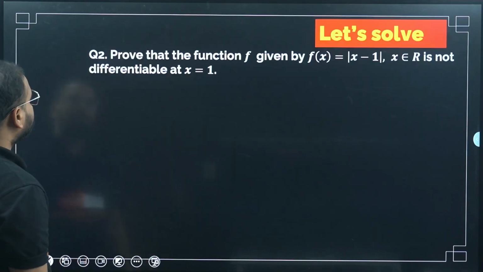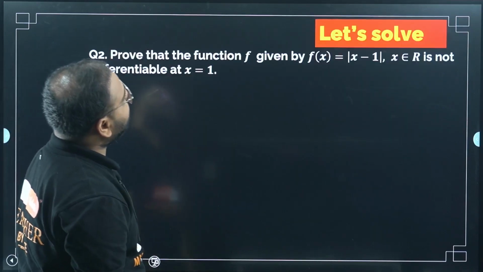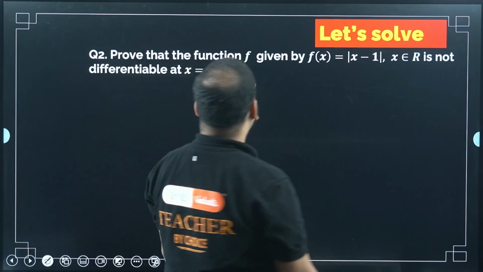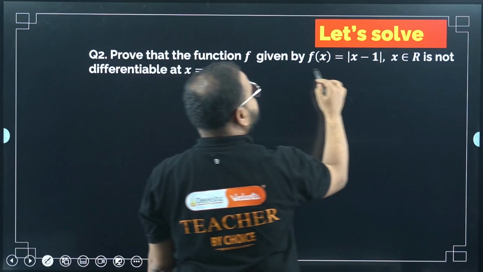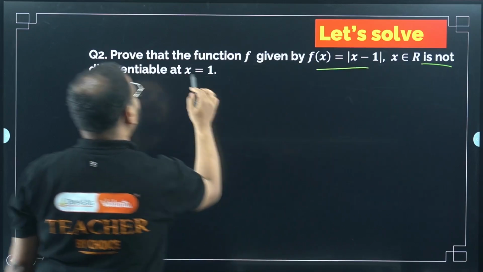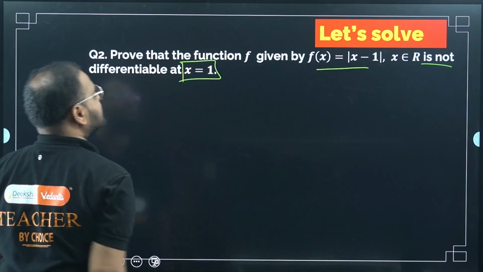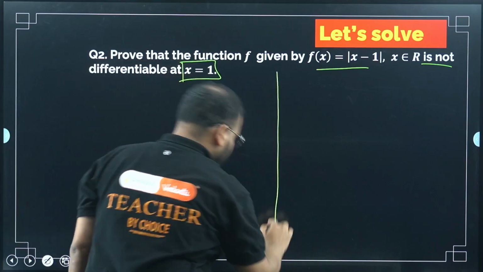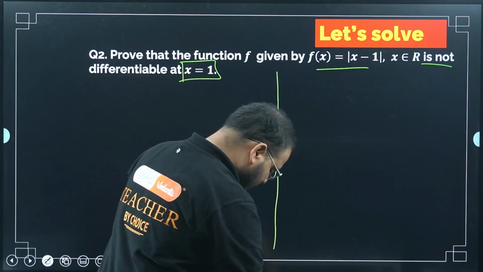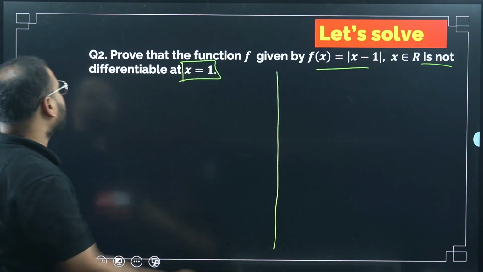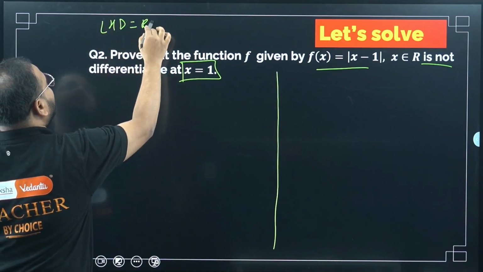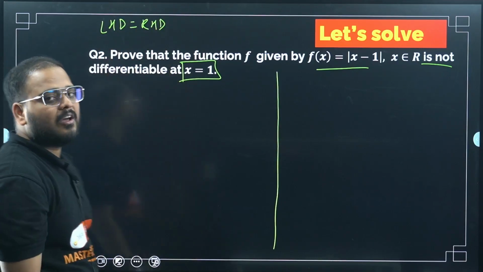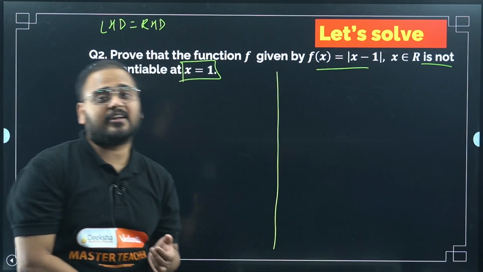Problem number 2. Prove that the function f(x) given by this is not differentiable at x equals 1. Please check. When can we call the function differentiable? If you remember, whenever we have LHD equal to RHD. I said this in the beginning only. Whenever my left hand derivative is equal to right hand derivative.